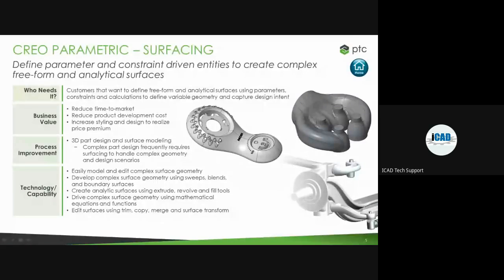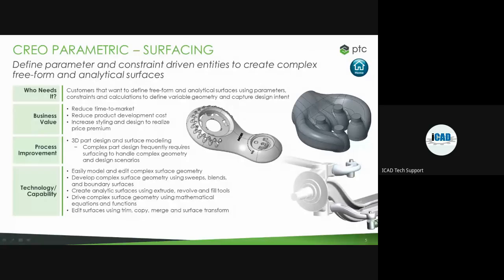What are the process improvements? By using surfacing, how we can improve our process time. In 3D part design and surface modeling, we can create complex part design. Designs frequently require surfaces to handle complex geometry and design scenarios. By using surfacing, we can create complex surfaces.